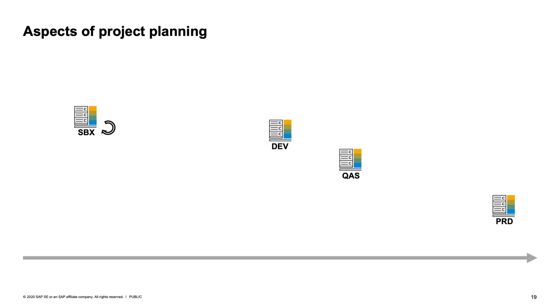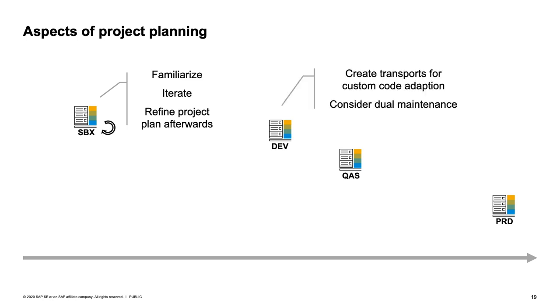Then there are some aspects for project planning. Well, you will have to start with a sandbox. You will reiterate sandbox conversion runs there to get familiar with the procedure and iterate there to refine your project plan. We have then the development system, Q&A system, and the productive system. For the development system, once you have converted the development system, you can adapt your custom code and you will create transport requests with these adaptations to be used in the subsequent conversion runs of QA and productive system.